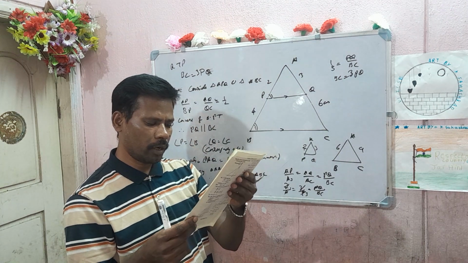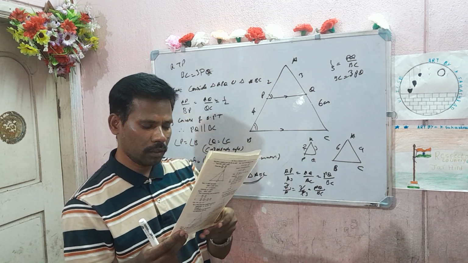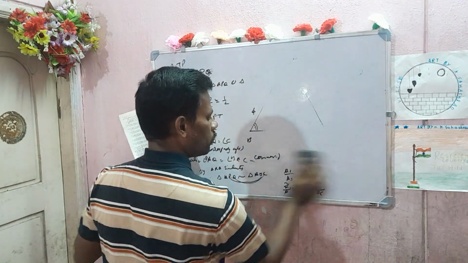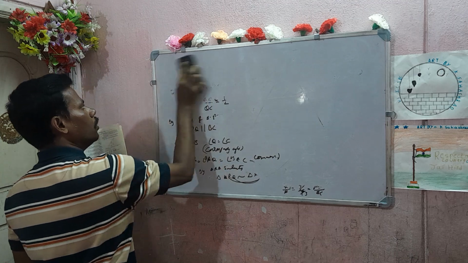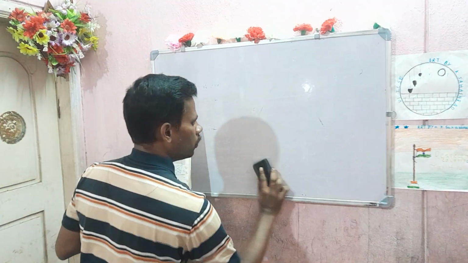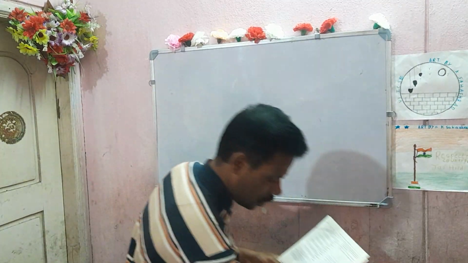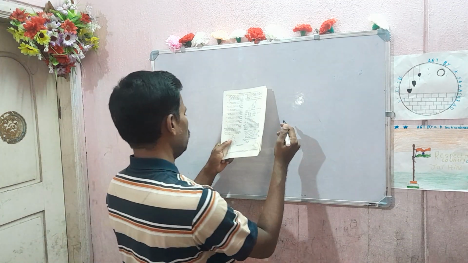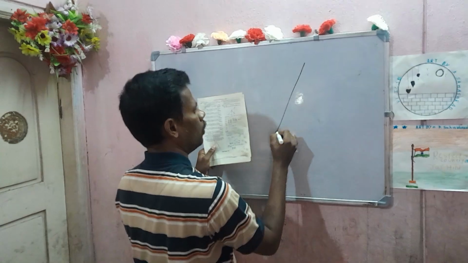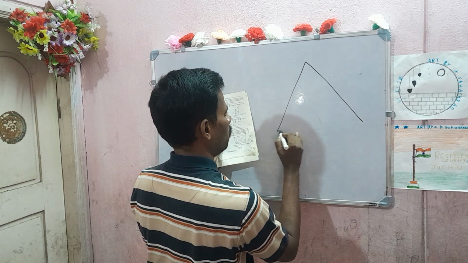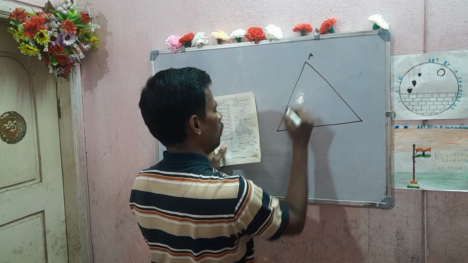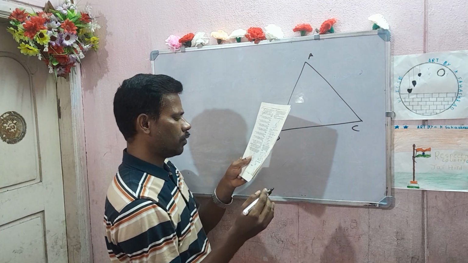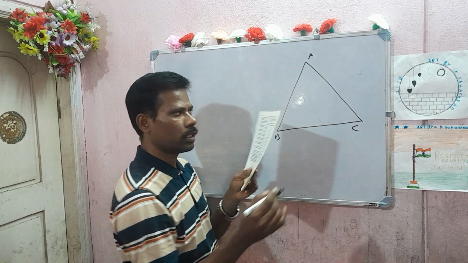Let D be any point on the side AC of triangle ABC. Let us do another sum. Let D be any point on the side AC of triangle ABC. D means any point here.